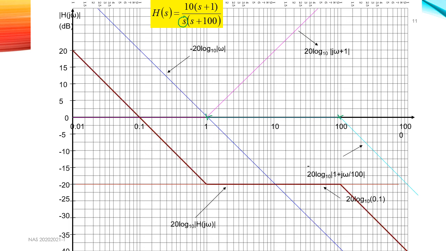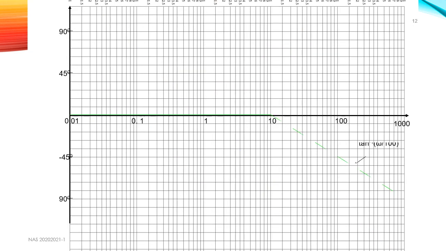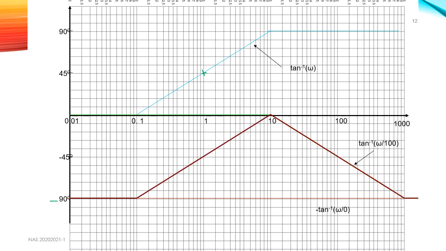Same goes for the phase plot. First, you have poles at 100, so it's negative 45 degrees at 100, extended to the earlier decade and the next decade. And then you have poles at origin, which is negative 90 degrees, constant. And then you have the constant, and you have zeros at 1. Zeros at 1 is positive 45 degrees at 1, and the rest extended to the earlier decade and the next decade, and finally you total them up.